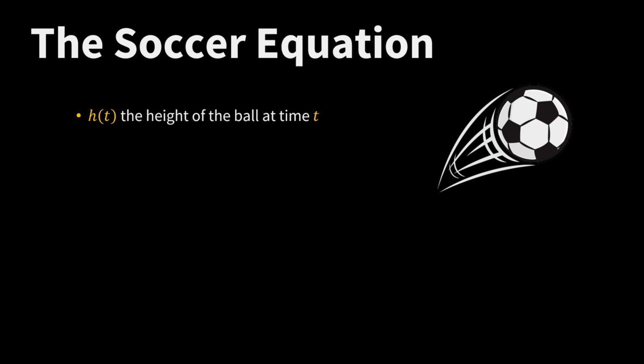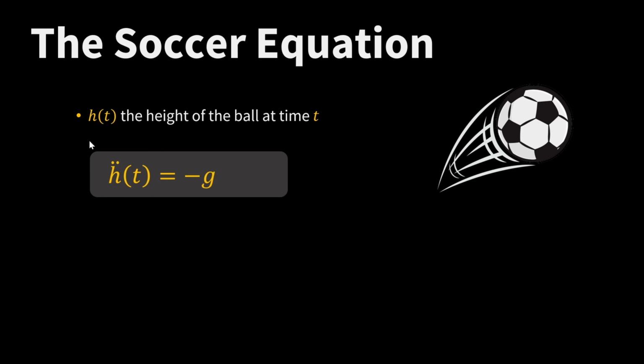This is our third example, the soccer equation. Now we have a function h of t, which tells us the height of the ball at time t. And this is our differential equation. It says that the second derivative of h is minus g, where g is a constant. In other words, the acceleration of the ball is minus g. G is the gravitational acceleration on the surface of the Earth. It's the same for all objects.